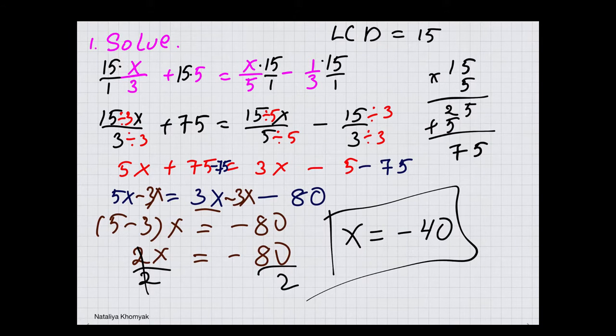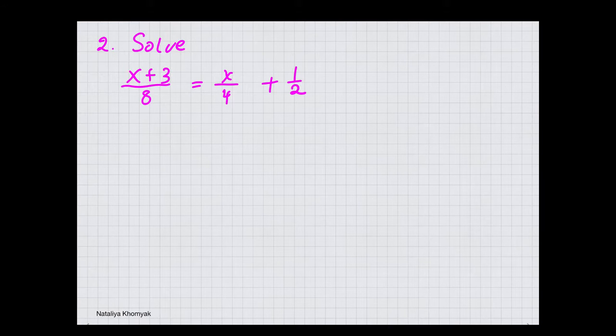And that's our answer. In the second example, we have x plus 3 in the numerator. This is one term. If your items are connected by parentheses, multiplication, or a division, that's a term. We have 1, 2, 3 fractions, and the least common denominator of 8, 4, and 2 will be 8. Now in this step, we can multiply each term by 8, and multiplying each fraction by a number, the number will end up in the numerator.